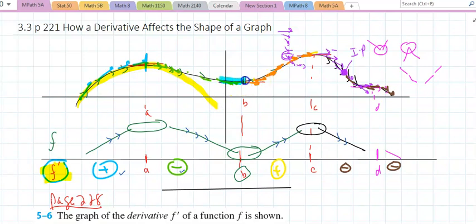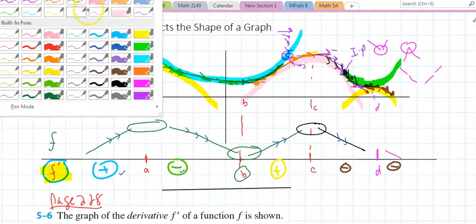And if this was a parabola, shouldn't that look like this? And if this was another parabola, and if this was a parabola, and of course if this was a parabola. So the point is, when you want to figure out the second derivative, it's a bit trickier.